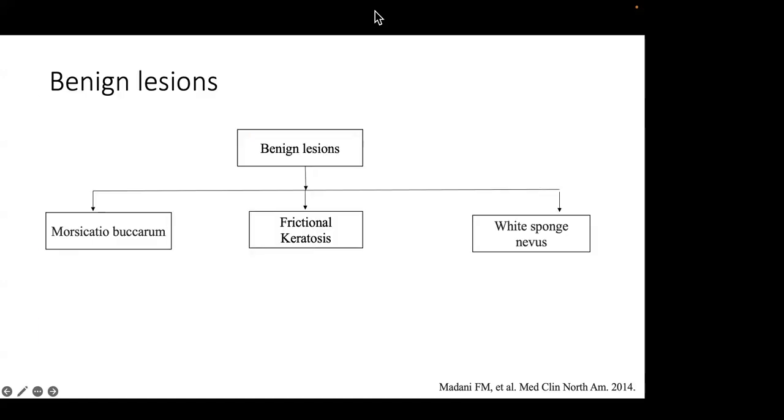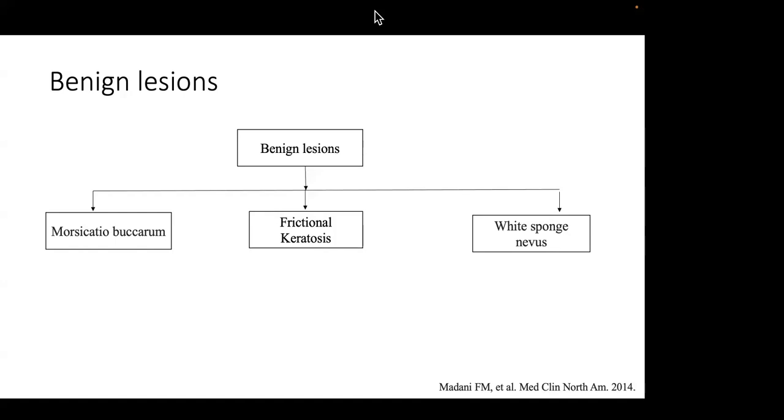Just to add on to these things, if you can go back, yes. Coming to habitual cheek biting, how do you actually come to a clinical or pathological diagnosis? When we take a biopsy, there will be a bacterial layer and an inflammatory cells layer. That is one of the main features of this. And in frictional keratosis, again, there will be acanthotic sites.